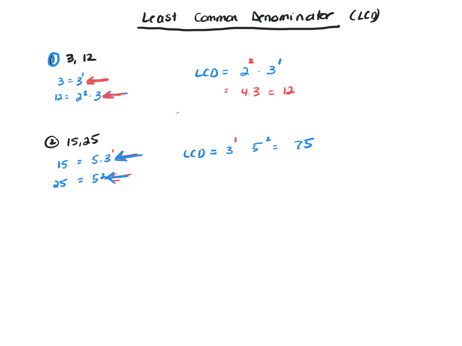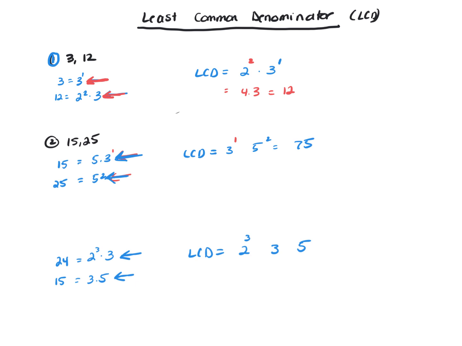One more example. 24 and 15. 24 is 8 times 3. That's 2 cubed times 3. 15 is 3 times 5. List your factors. I see 2's, 3's, 5's. What's the most a 2 shows up here? 3 times. None here. The most I said was 3.